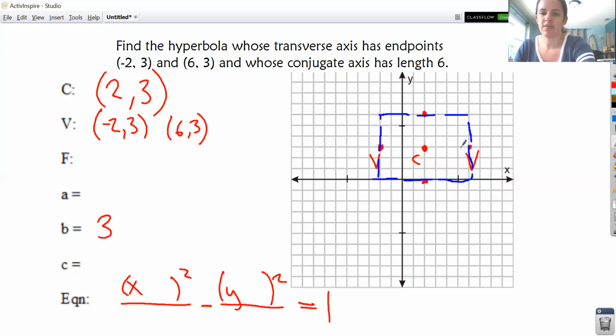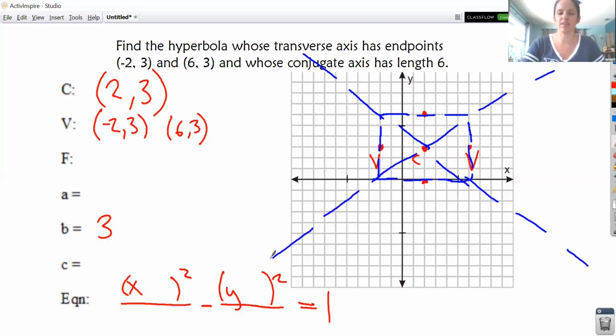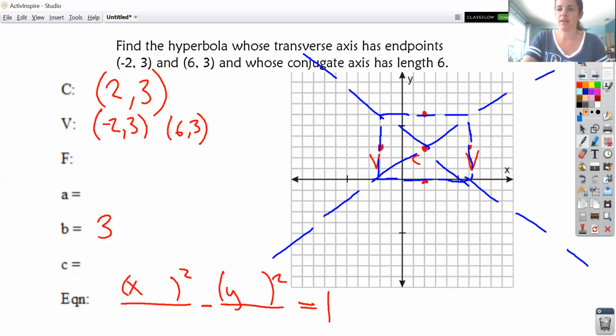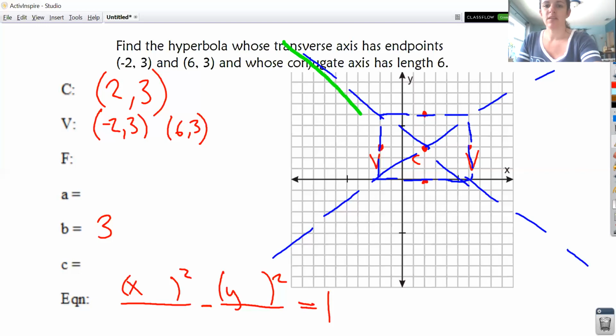So there's the rectangle, and then I can draw my dotted lines through. Please forgive the sloppy nature of my graph. I can actually draw the hyperbola in without having the focus points on there. I know it's going to sweep through, hit the vertex, and approach the asymptotes.